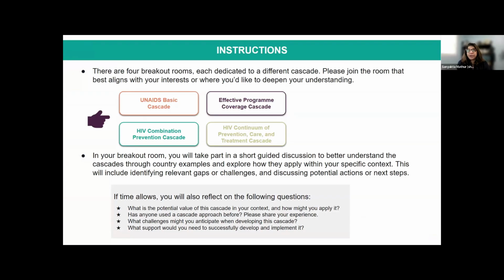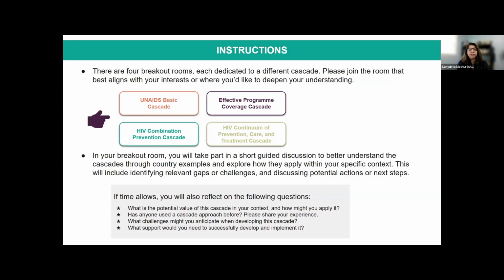We are now going to move into an interactive section where you can ask your questions. Some great questions have already come up in the chat about the kind of data that is being used to develop cascades, and the frequency of them. So we want you to come into these breakout sessions and engage. We're going to have 4 breakout rooms, each dedicated to a different cascade that is featured in the guide. So please join a room that best aligns with your interests and wherever you'd like to deepen your understanding.